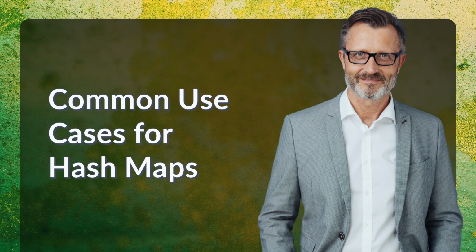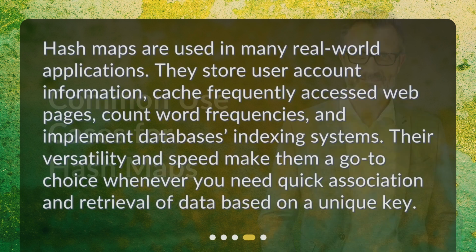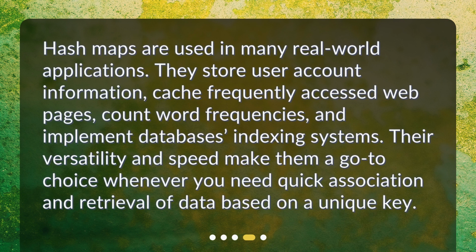Common use cases for hash maps. Hash maps are used in many real-world applications. They store user account information, cache frequently accessed web pages, count word frequencies, and implement database indexing systems. Their versatility and speed make them a go-to choice whenever you need quick association and retrieval of data based on a unique key.